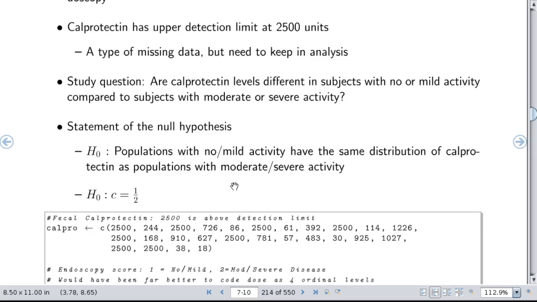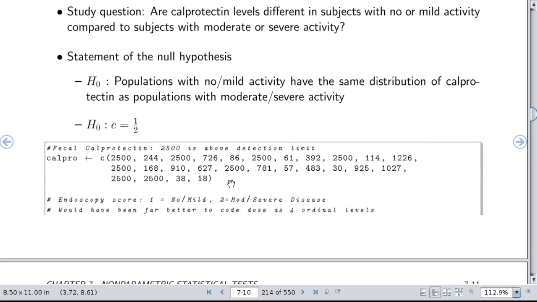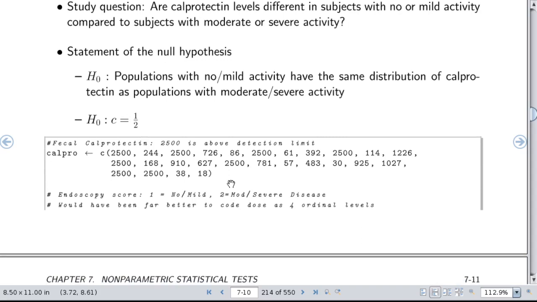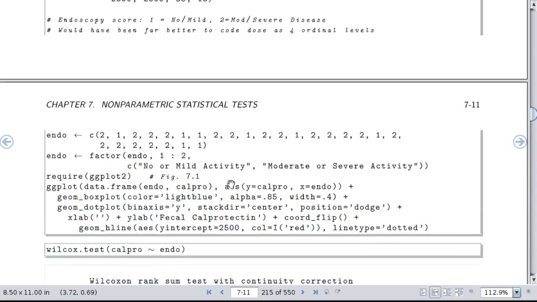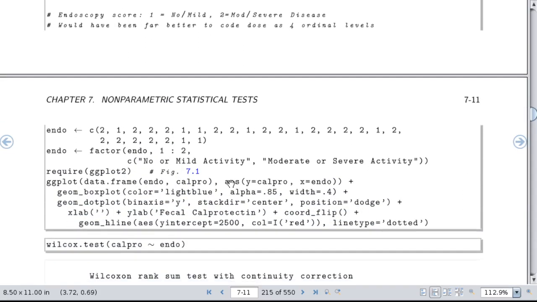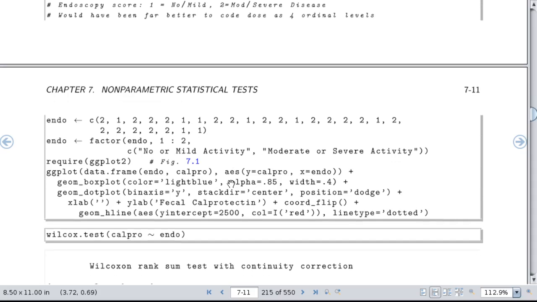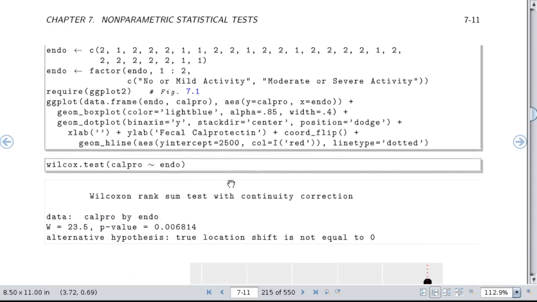So the null hypothesis is that the probability of a randomly chosen observation in one group being greater than an observation in the other group is equal to 1/2. So the one group doesn't tend to have bigger observations than another. So we have our data, and we're going to break it into 2 groups, which is really a super bad idea. But just for illustrating the Wilcoxon test, we're going to do it. And we get a Wilcoxon statistic of 23.5 and a p-value of 0.006.